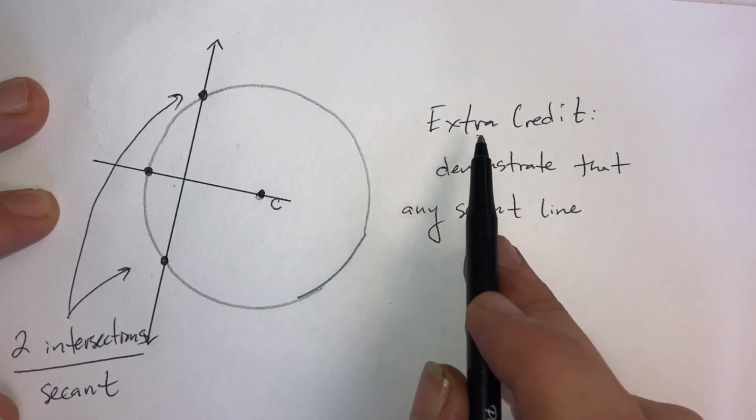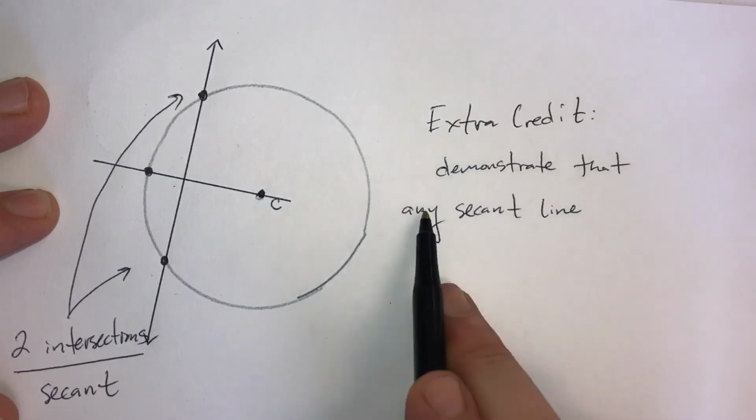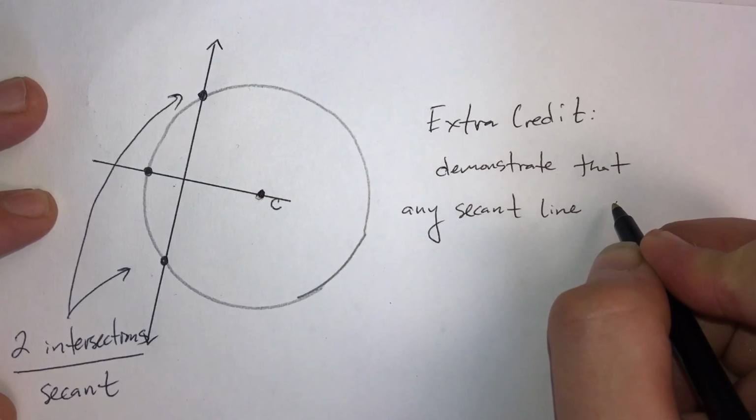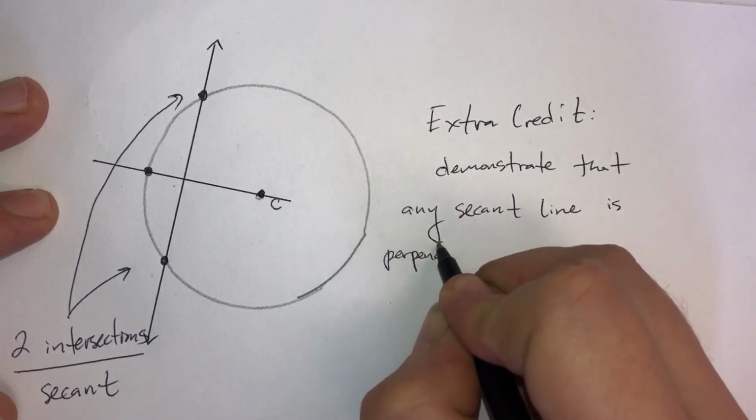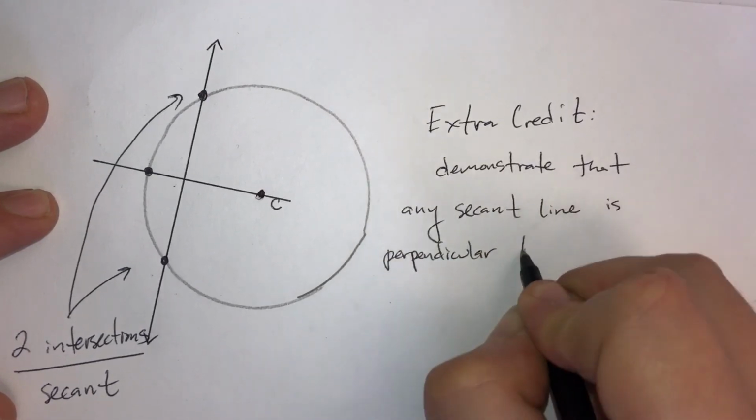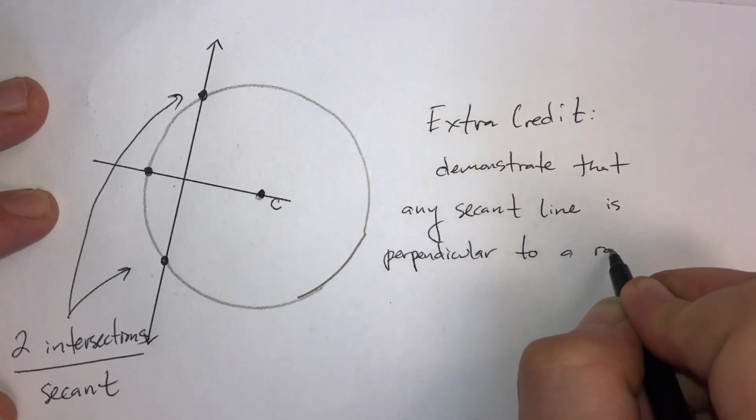Your extra credit opportunity or your extra credit goal is to demonstrate that any secant line is perpendicular to a radius of the circle.